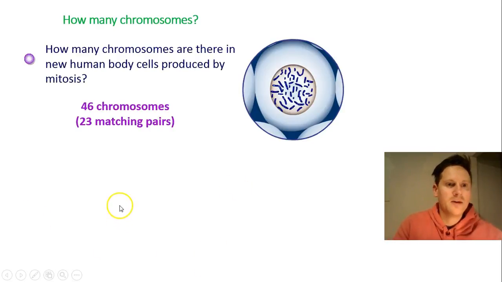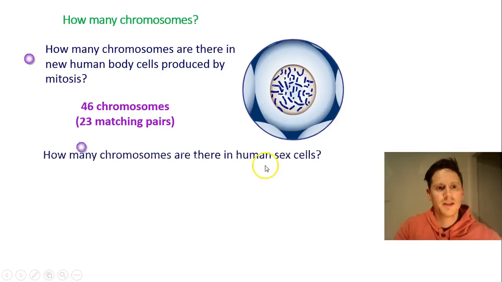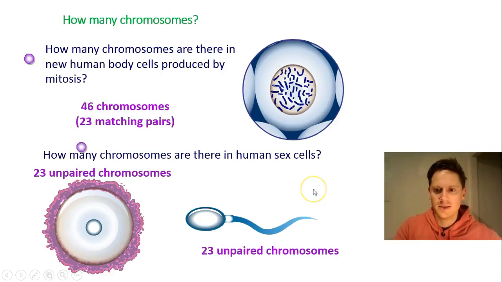So how many chromosomes are there in a new human body cell? 23 pairs. How about in a human sex cell? So here we've got female egg, male sperm. The answer there is 23 unpaired chromosomes, because sex cells are a bit special, not like body cells, which have 23 pairs.